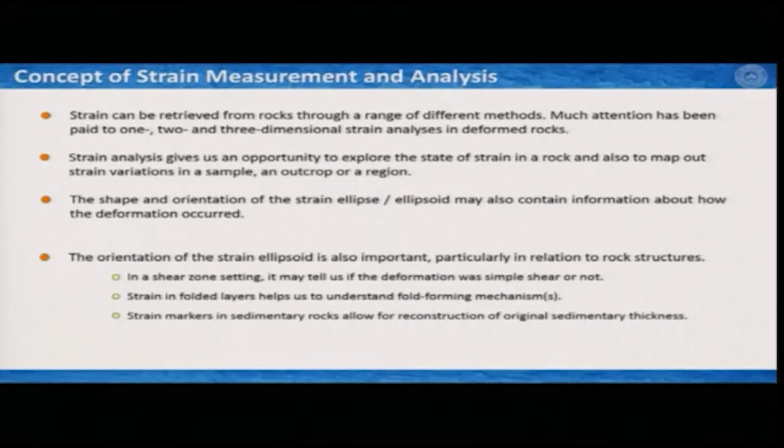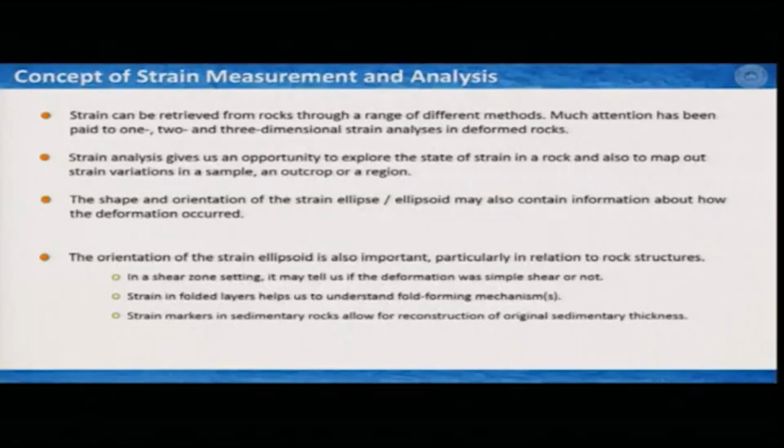So if you are analyzing a sample by means of strain analysis, you can actually figure out whether the strain is homogeneous, heterogeneous, isotropic, anisotropic, etc. So the primary aim is of course the shape and the orientation of the strain ellipse and ellipsoid. This is what you need to figure out. In most cases we try to do that, and when you figure out the shape and the orientation of the strain ellipse or ellipsoid, these also give you a lot of information about the overall deformation of this region.